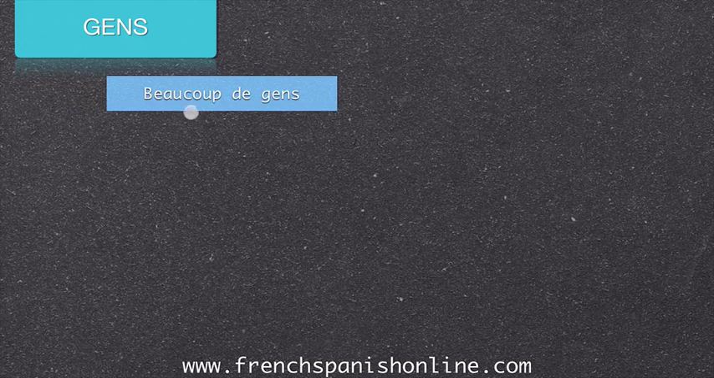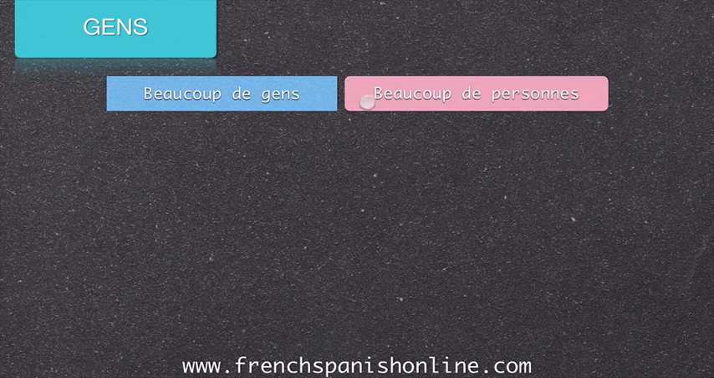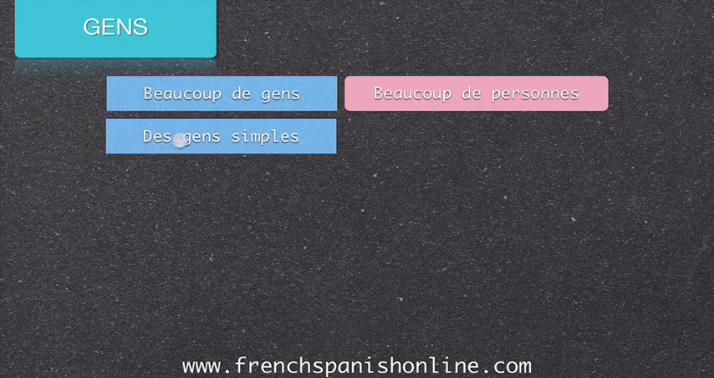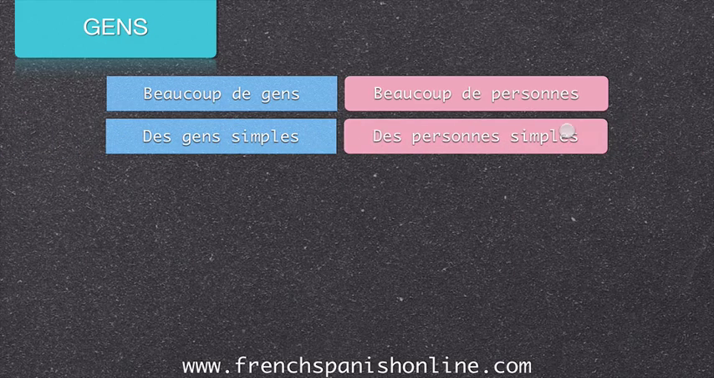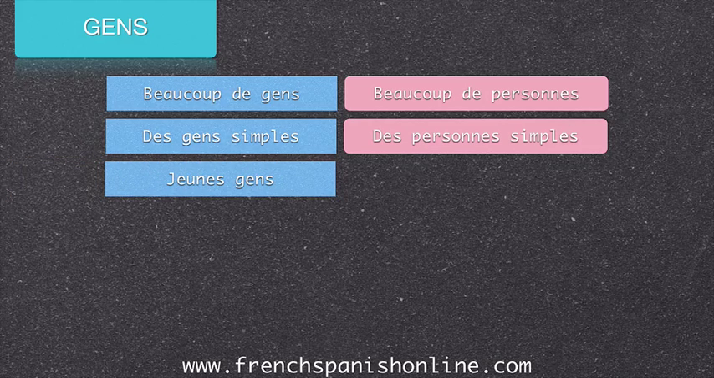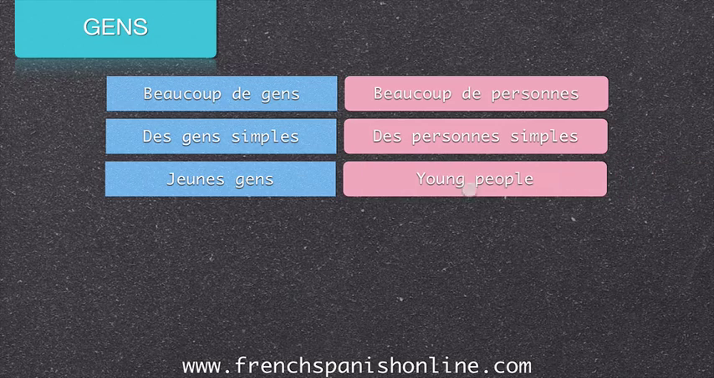Let's take some examples. Beaucoup de gens means many people, but you can also say beaucoup de personnes. Des gens simples, simple people, or des personnes simples. It's a bit more complicated with les jeunes gens. You can say jeune personne, but the most common expression is to say jeunes gens in French for young people.